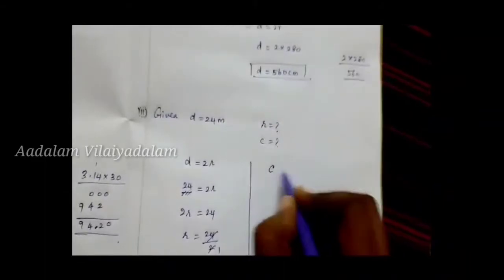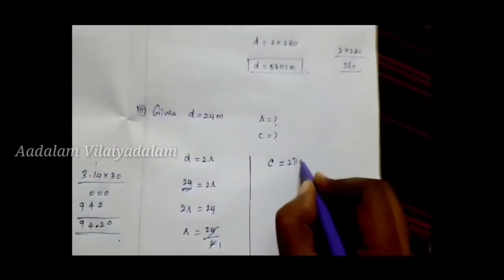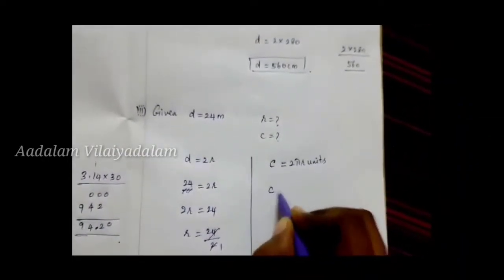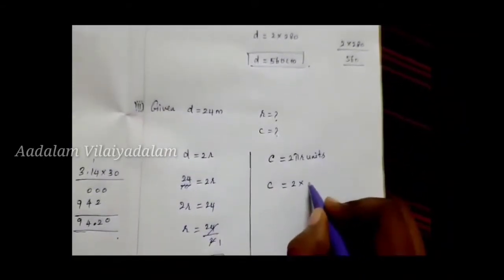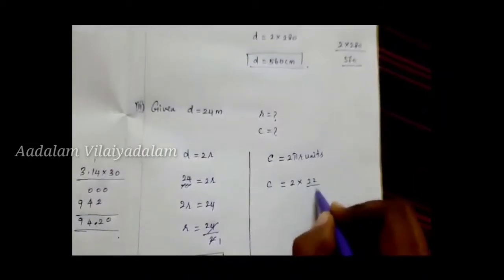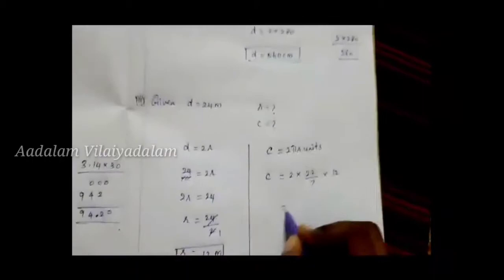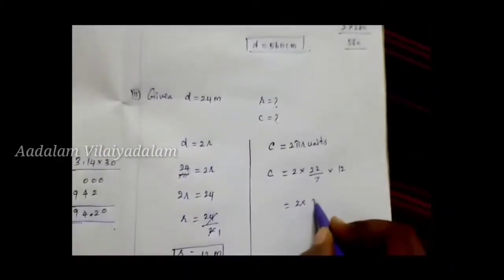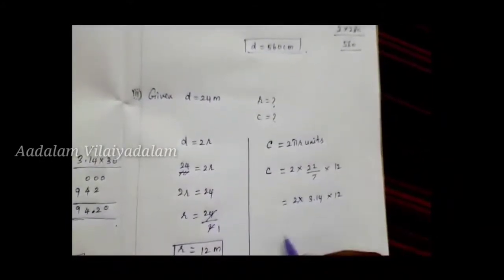Next, I can go for the circumference of this circle. The circumference formula is C equal to 2 pi r units. Therefore, to find C, 2 is the value, then the pi value, you can substitute 22 by 7, and the r value is 12. Here we cannot divide this value. So instead of 22 by 7, put 3.14 and then let's go for the multiplication.